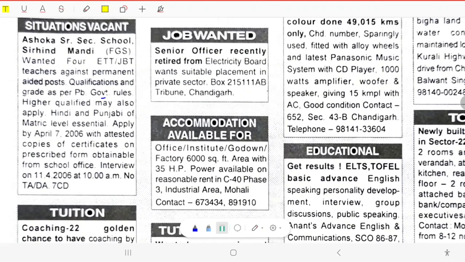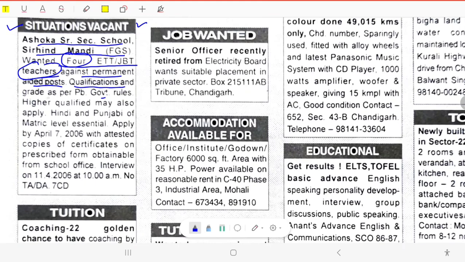Here the question is that the name of the school is given and you need some teachers for it. This is the heading: Situation Vacant. Then Ashok Senior Secondary School, Sirhind Mandi, FGS. This is the name of the school. Wanted 4 ETT JBT teachers. The number of vacancies is 4, and the post is teachers. Against permanent aided post. This is further information about the post.